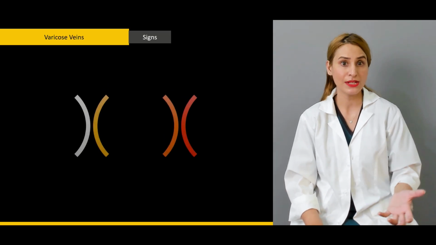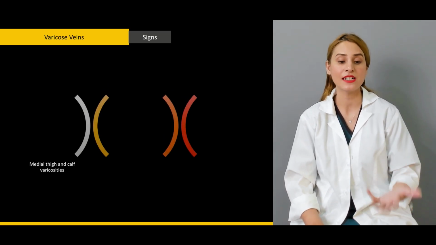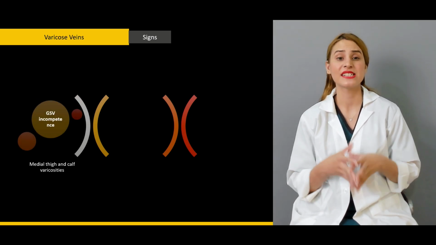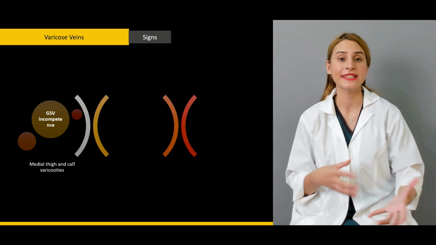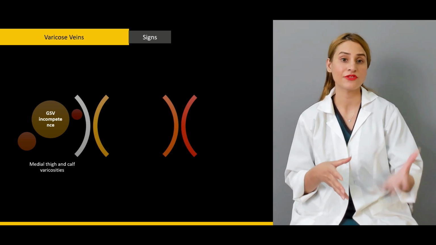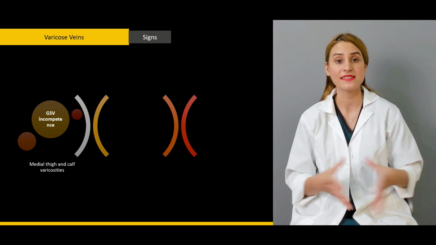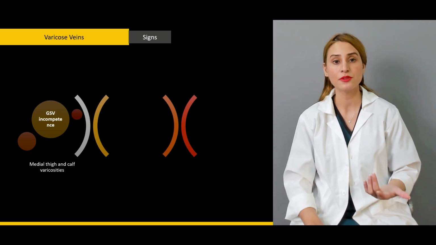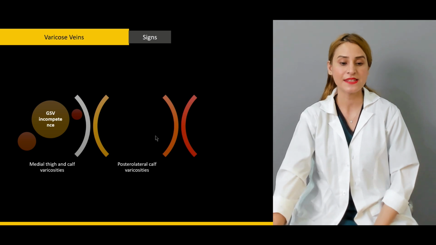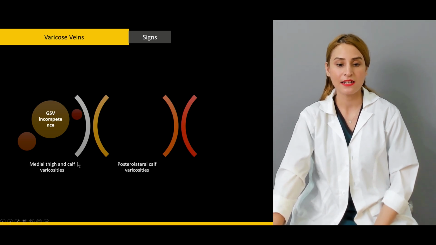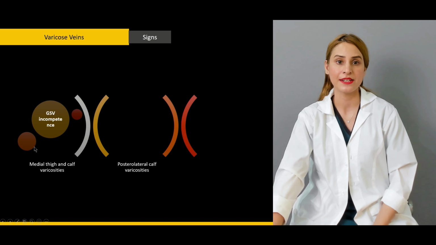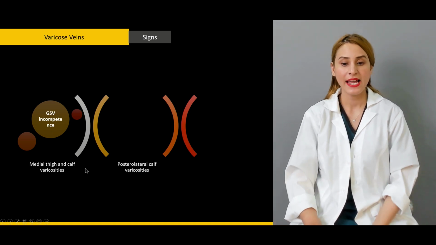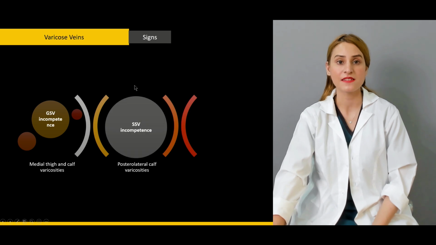The signs we have to look for in a patient with varicosities are the skin changes. We have to look for ulceration, if there are any ulcerations present. We have to look for eczematous changes, atrophie blanche, and lipodermatosclerosis. And you can see here, this is medial thigh and calf varicosities, and there is basically great saphenous vein incompetence, and in the posterior lateral wall there is the small saphenous vein.